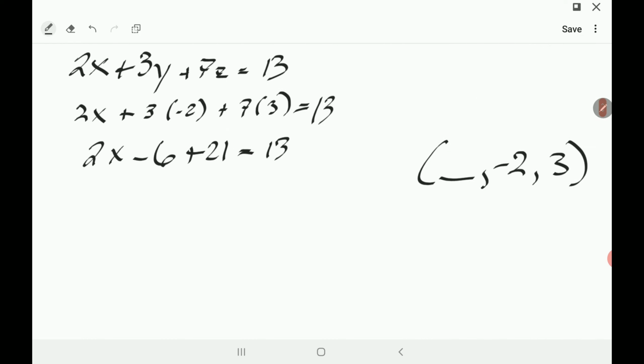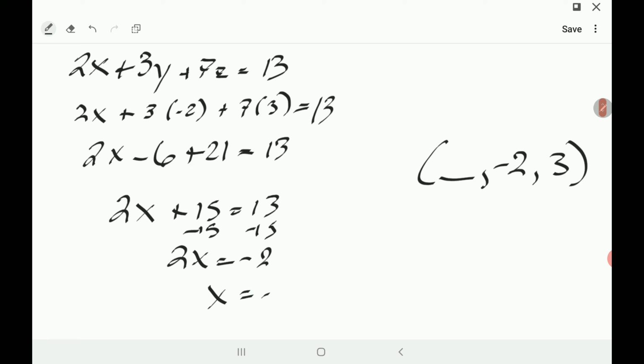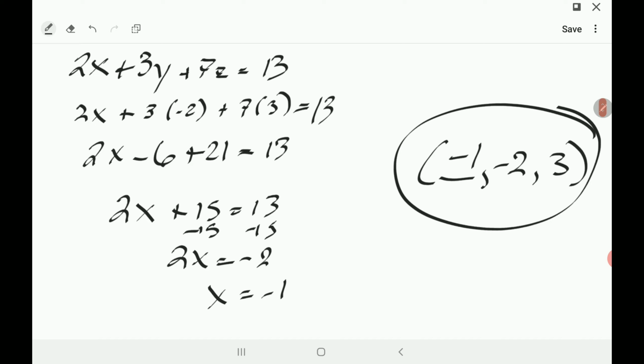Scroll down a bit. 2x plus 15 equals 13. 2x equals negative 2 if you subtract that 15 over. So x is negative 1. 1, 2, 3. Just a little different. Isn't that nice? Alright, so yeah, you do have one question that's going to be a bit of a bugger.